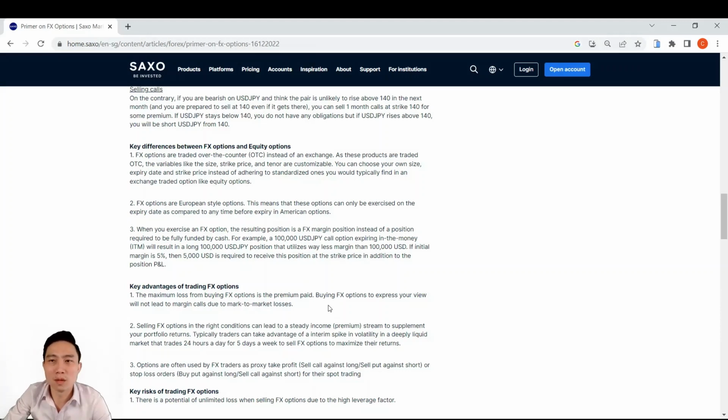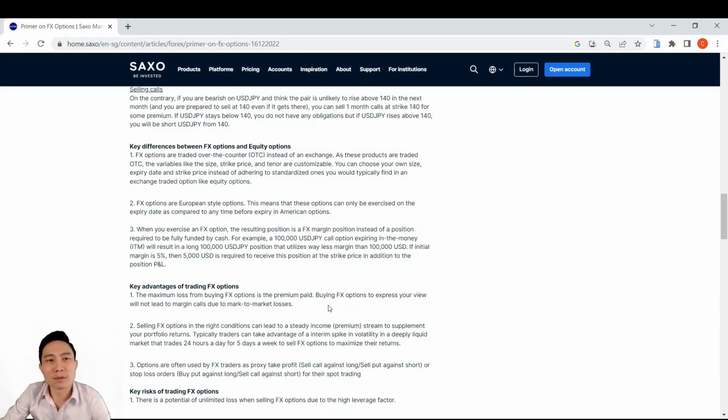For example, a 100k dollar yen call option expiring in the money will result in a long 100k dollar yen position that utilizes way less margin than 100k USD. If initial margin is 5%, then only 5k USD is required to receive this position at the strike price, in addition to the position P&L.